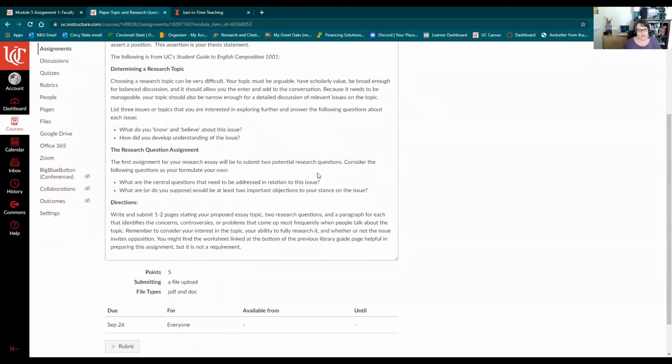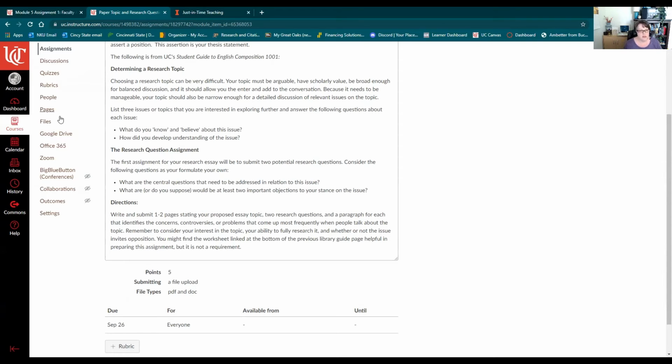So you need to consider the following questions as you formulate your own research questions. Think about what the central questions are that need to be addressed in relation to your issue, and what you suppose would be at least 2 important objections to your stance on the issue. So you're going to think about something important that you agree with, and then also anticipate what 2 important objections might be to the stance that you have taken.